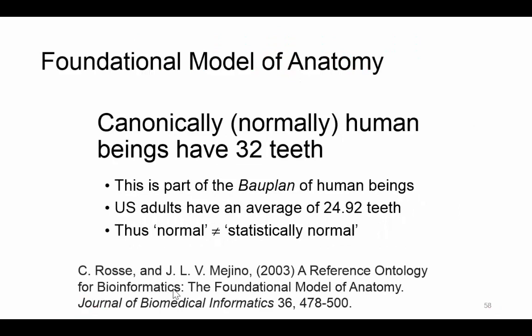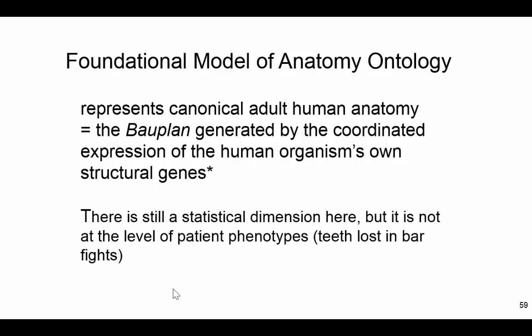Now, the first ontology which really captured some of what is involved in this strategy was the foundational model of anatomy. And so they introduced this terminology of canonical ontology. So canonically, human beings have 32 teeth, but statistically, we have 24.92 teeth. Men, of course, have fewer teeth, and women have more teeth. So canonical here doesn't mean statistically normal. What it means is generated by the coordinated expression of the organism's own structural genes.